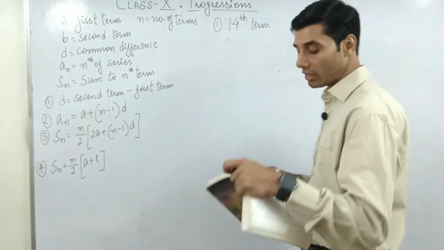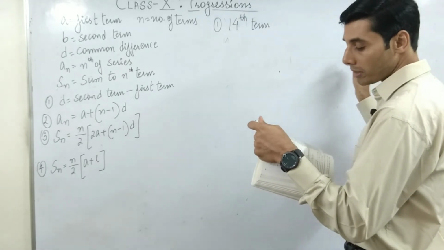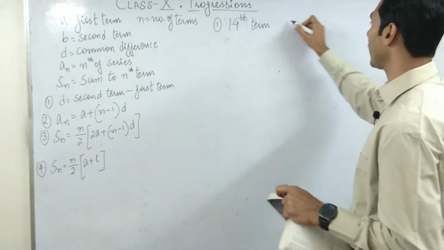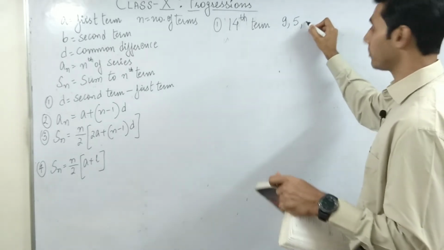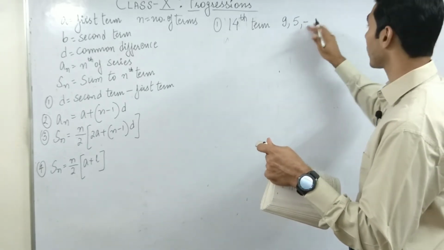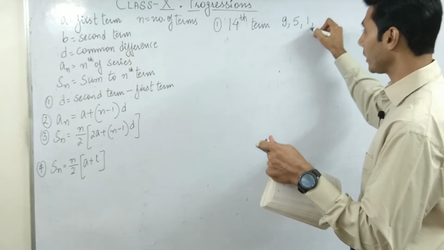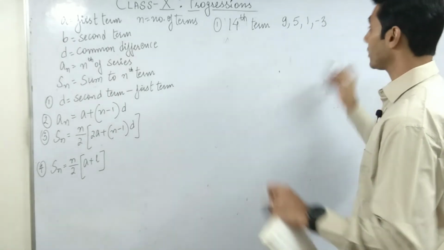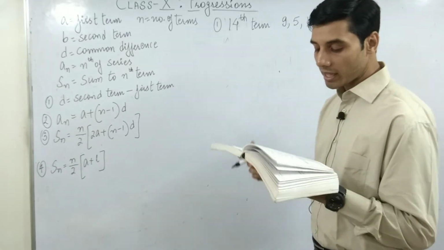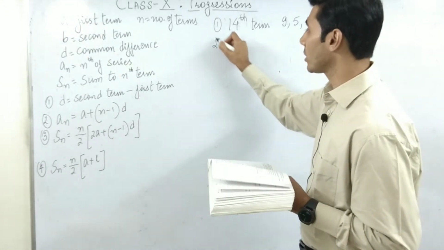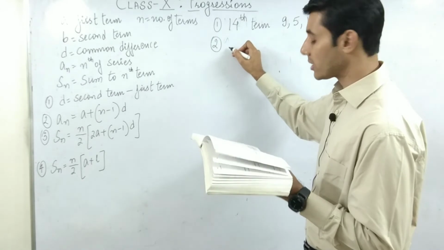I've got the R.S. Agrawal with me. They're asking me to find out the 14th term of the AP, and that is 9, 5, 1 and minus 3. So this is the first question, which is a much easier question. Now, next question: how many terms are there in the AP?